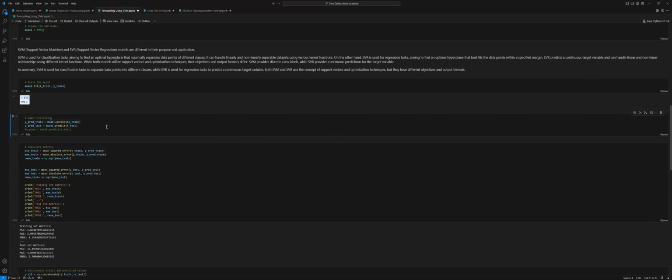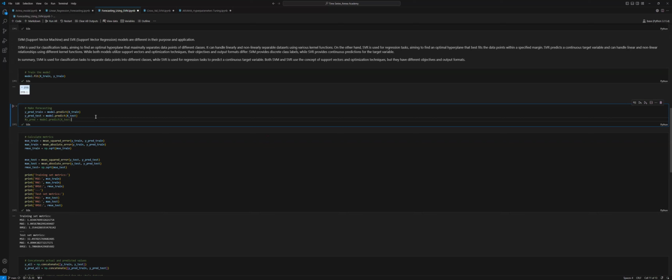So the next thing is to make forecasts. We are making forecasts using our model: y_pred_train is model.predict X train, and y_pred_test is model.predict X test. So now we have trained our model and tested our model at the same time.